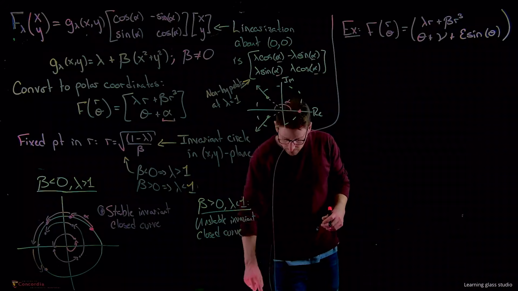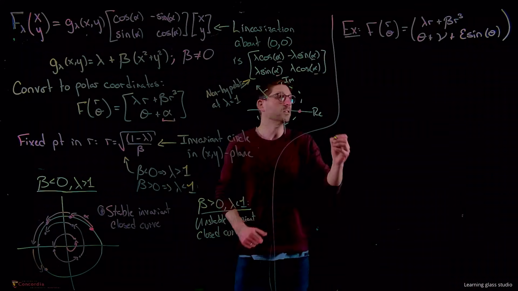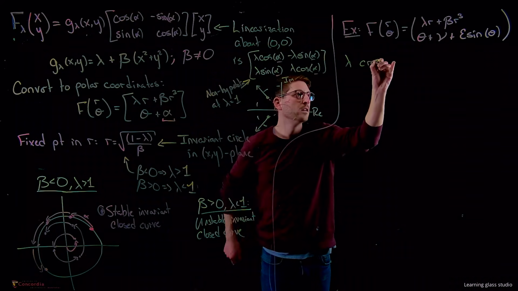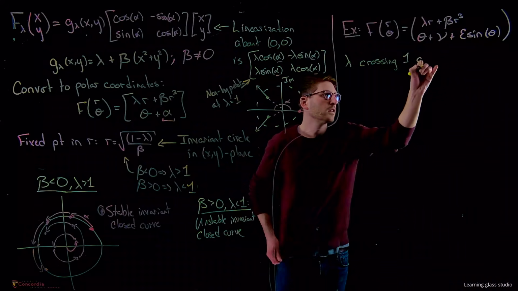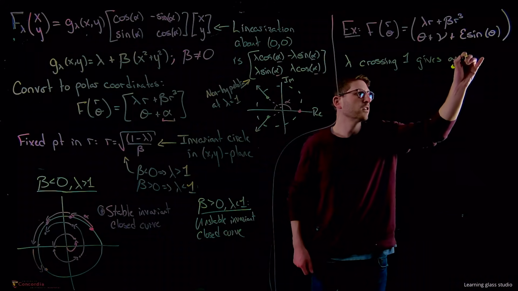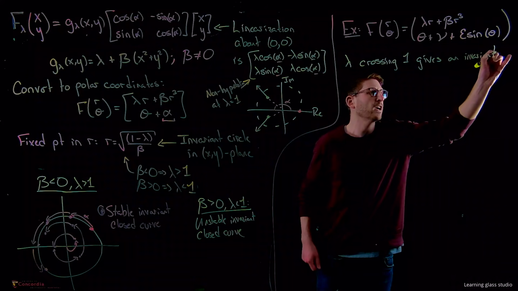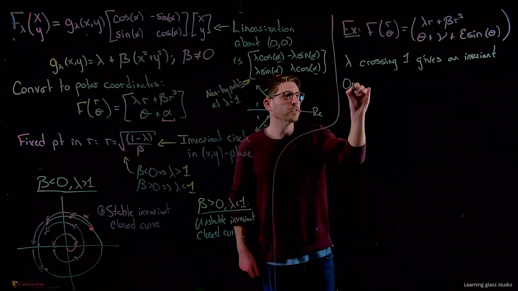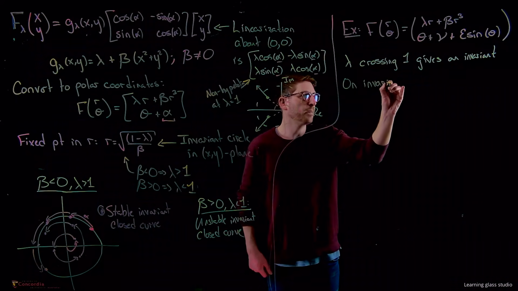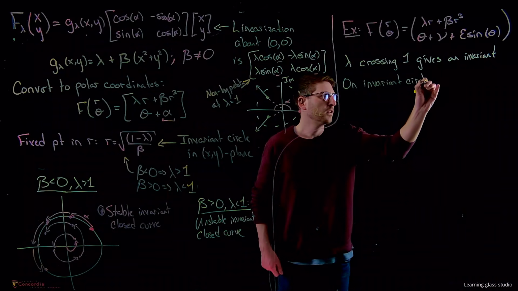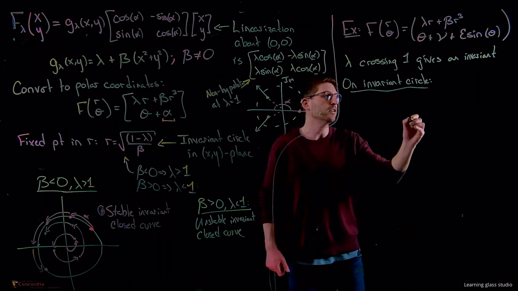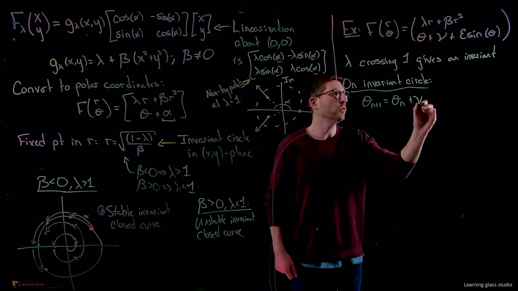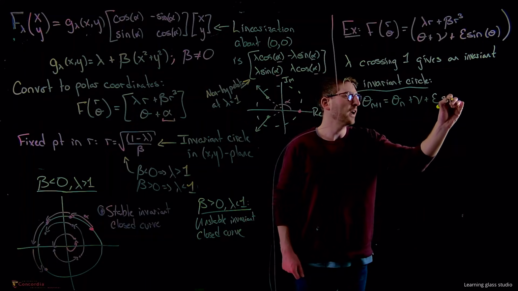And here now, we still have an invariant circle. So lambda crossing 1 gives an invariant circle, right? And I'm purposely being vague about crossing in which direction because that will determine the value of b. But on the invariant circle, the dynamics are really complicated, right? You get this theta n plus 1 is theta n plus nu plus epsilon sine of theta n.